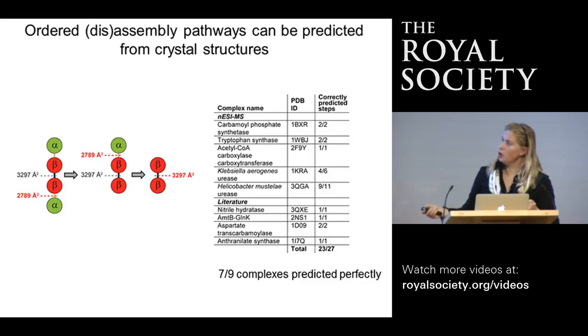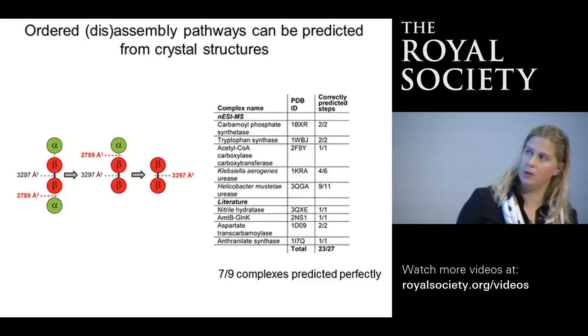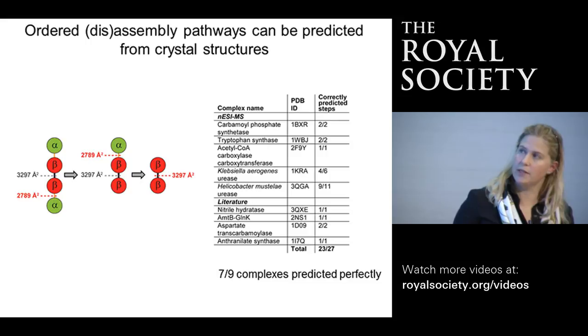And so the approach that we took was to describe the heteromers as graphs. Again, the balls, the nodes in the graph, are the individual polypeptide chains. The edges are the physical binding, the interfaces between them. And if we cut these graphs very simply by the size of the buried surface area between these complexes, then we pare away polypeptide chains step by step, and we can predict an assembly pathway.